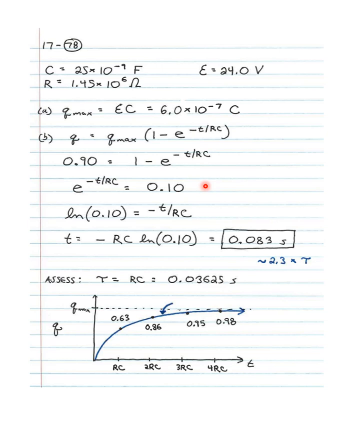If we want to solve for t, we have to turn that into a logarithmic equation. So the log of base e, which means natural log, of 0.10 equals the exponent, negative t over RC. From there, solve for t. So t is negative RC times the natural log of 0.1. Plugging in the values for R and C, we get 0.083 seconds, which, by the way, is about 2.3 times the time constant. Now we can look at the graph and see it's about right here, and that's where we can see it's about 90% charged.